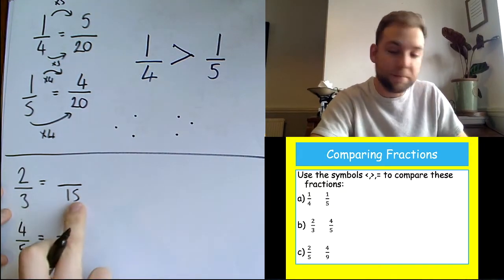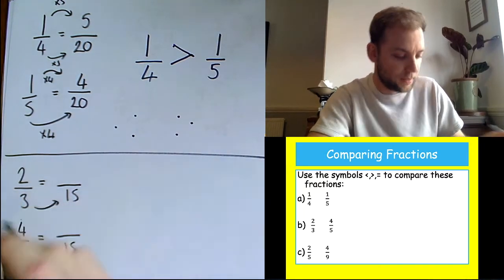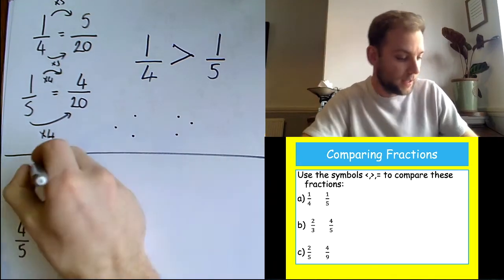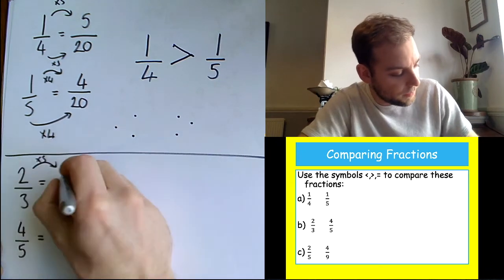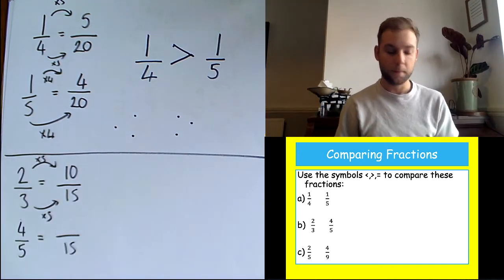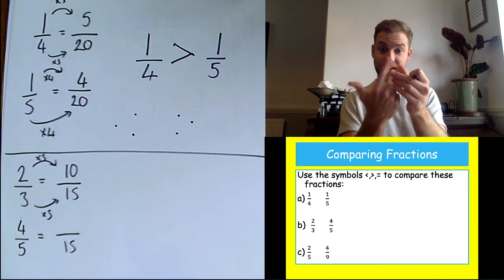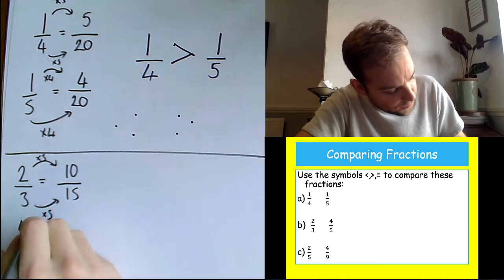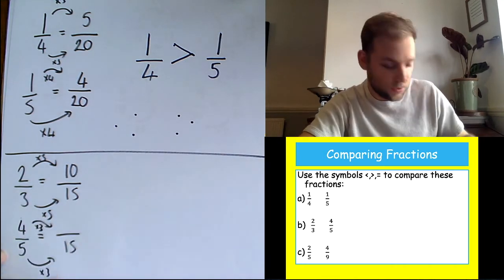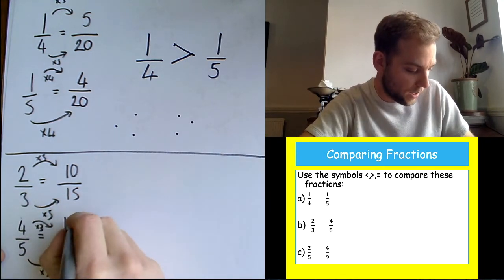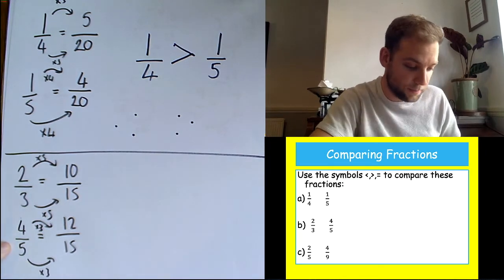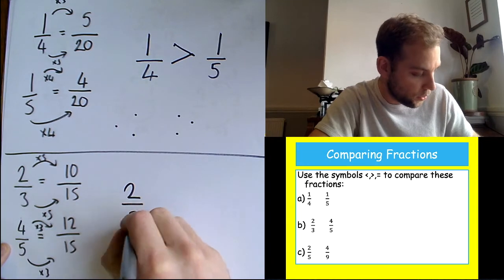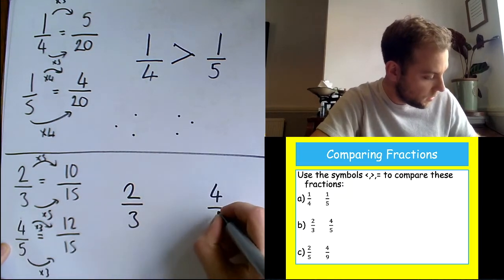So what do I need to times this one by to get it over 15? Well, that's going to be 3, 6, 9, 12, 15, so times by 5. So I need to times the top by 5, which is going to be equal to 10 over 15. And what about this bottom one? 5, 10, 15, so 3. So times by 3, times by 3, which is going to be 4 times by 3, which is 12. So actually, this top one is bigger. So we'll write it in the order they've done. 2 thirds and 4 fifths.